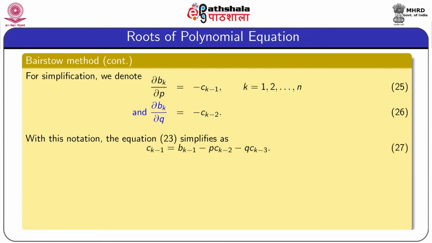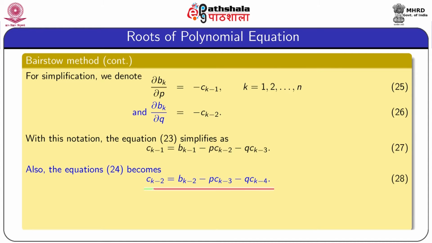Thus, using this notation, the equation 23 becomes c_{k-1} equal to b_{k-1} minus p into c_{k-2} minus q into c_{k-3}. And from equation 24, we get c_{k-2} equal to b_{k-2} minus p into c_{k-3} minus q into c_{k-4}. Note that the equation 23 and 24 are the same.